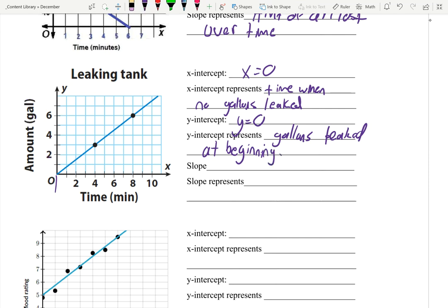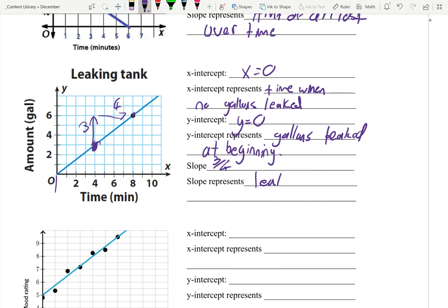The slope, well, they gave us 2 points pretty nicely. So we have a slope, we have a point at 4, 3 and 8, 6. So that's an increase in 3 and a run in 4. So this is essentially saying, if we take a look at this, 3 over 4, essentially saying that we're leaking 3 gallons of gas every 4 minutes.